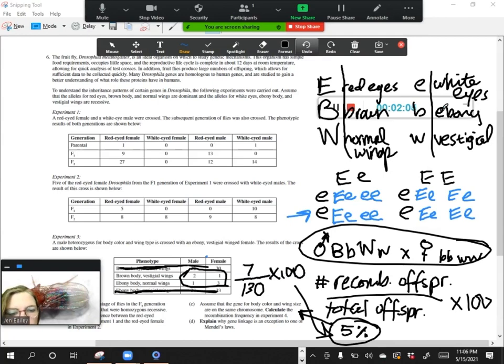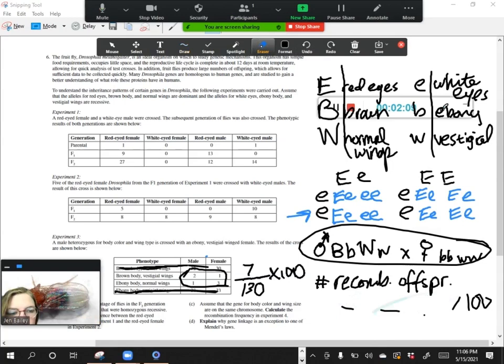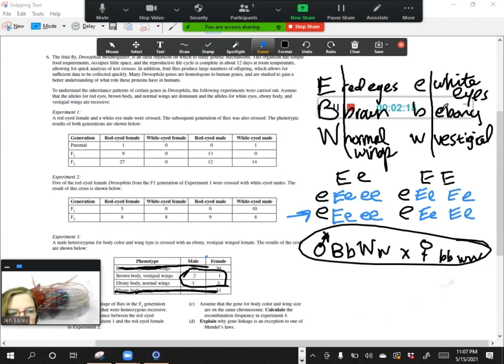All right, so let's do D. When we look at D, it's asking us a general question. I think we're all done with our calculations. It's saying explain why gene linkage is an exception to one of Mendel's laws. Aha. We need to draw on our knowledge of biology and explain why this recombination stuff that's going on here is an actual exception to one of Mendel's laws.